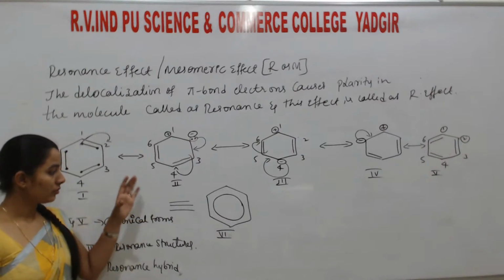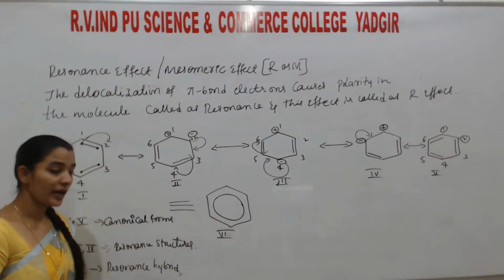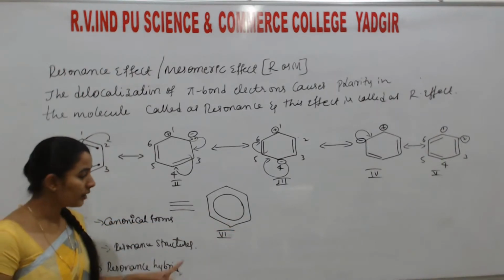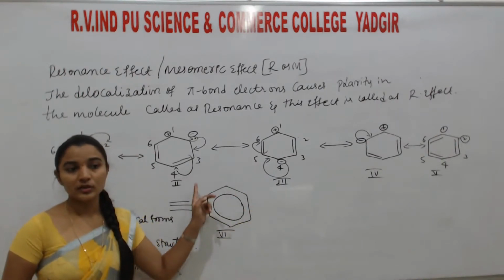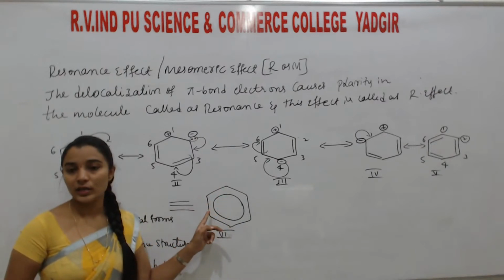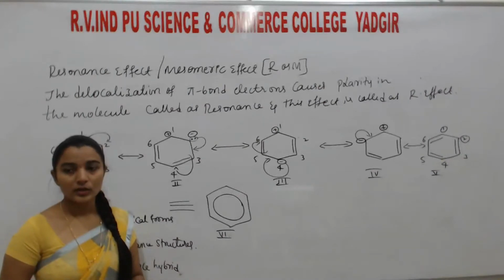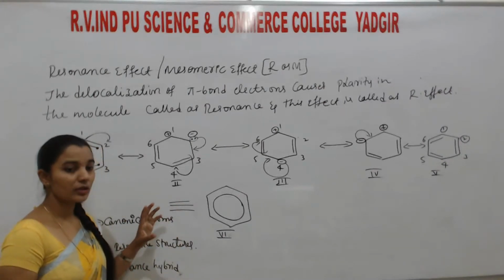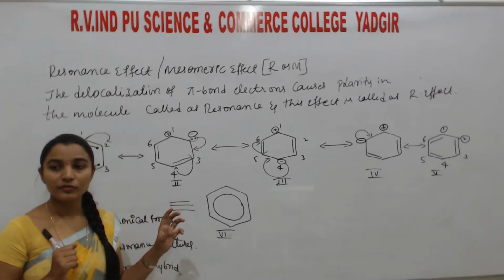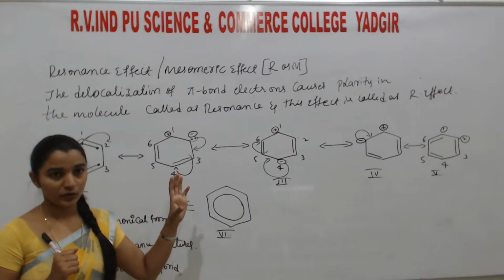Understand? So what is this? Resonance hybrid. What is this resonance hybrid? This is the final structure we get by the delocalization of the pi electrons. Okay? So this is all about resonance. In tomorrow's class, I will explain the types of resonance effect. Okay? Thank you.